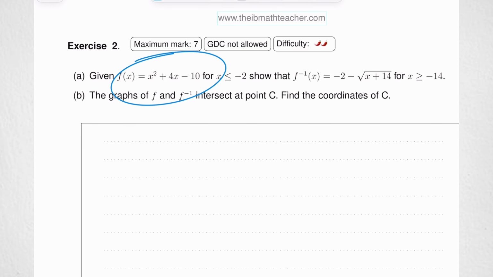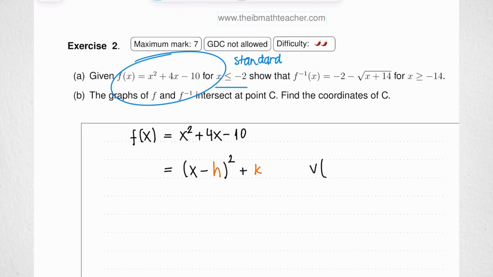This is our quadratic in standard form. And do notice that it's defined for x less than or equal to negative 2, so only a very specific region of this quadratic is taken into account. Now, f of x can certainly be written in standard form, but it can also be written in vertex form. And in order to find h and k, which are the coordinates of the vertex, we can do the following.